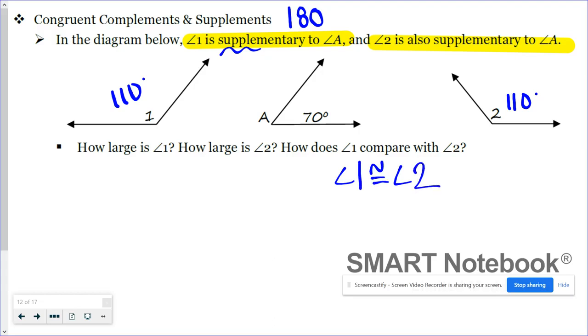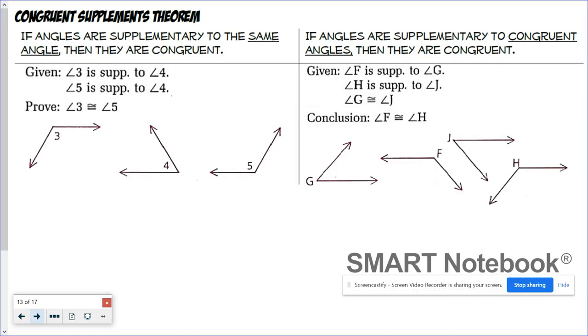So what is illustrated here is something known as the congruent supplements theorem. The congruent supplements theorem, there are actually two versions of this. The simple one, the one that we just saw with our own two eyes, is the one that says if angles are supplementary to the same angle, then they are congruent.